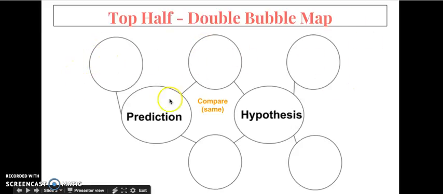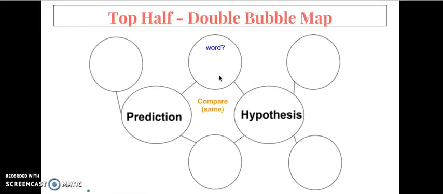So what that means is we're looking at prediction and we're looking at hypothesis. We want to write the things that are the same in the middle. So let's look at that first. You have two bubbles. That means we want you to write two things. In the top bubble, think of the word that we use when we write both a prediction and a hypothesis. If you look at your examples, you will notice that there is a word in both of those sentences that we use for both. Okay, try and find the word that is the same for both prediction and hypothesis. Pause the video, and when you're ready, press play again.